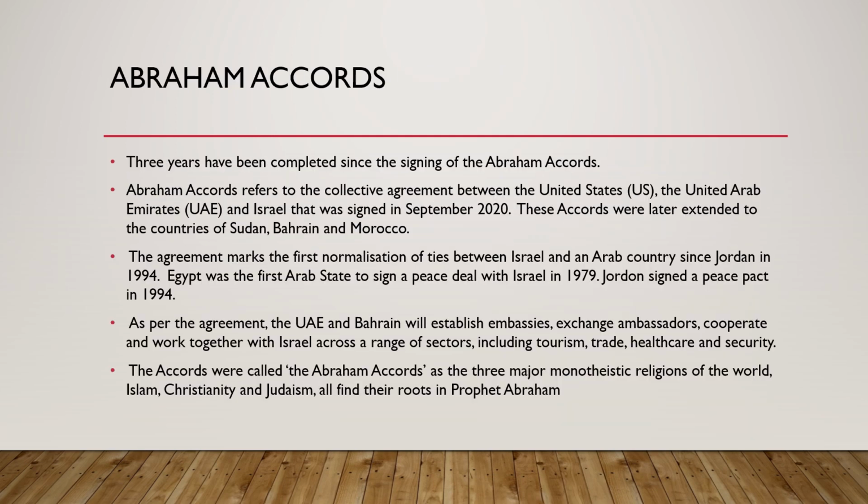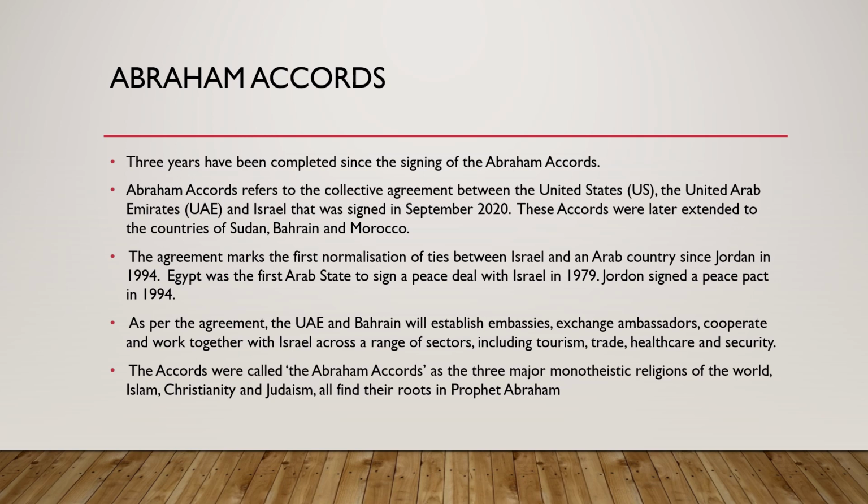Now we have to discuss the Abraham Accords. It was launched 3 years before, so last year it completed its 3 years. The Abraham Accords refer to the collective agreement between the United States, the United Arab Emirates, and Israel, which was signed in September 2020. These accords were later extended to the countries of Sudan, Bahrain, and Morocco also.